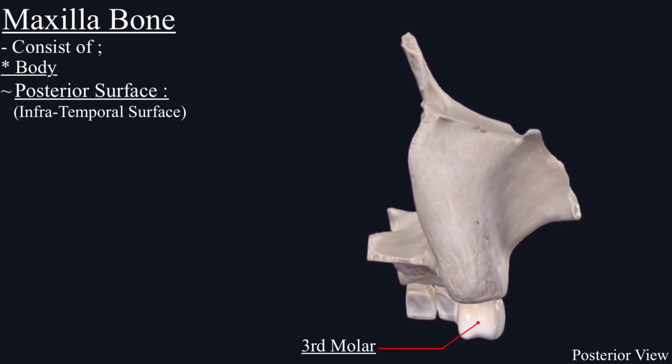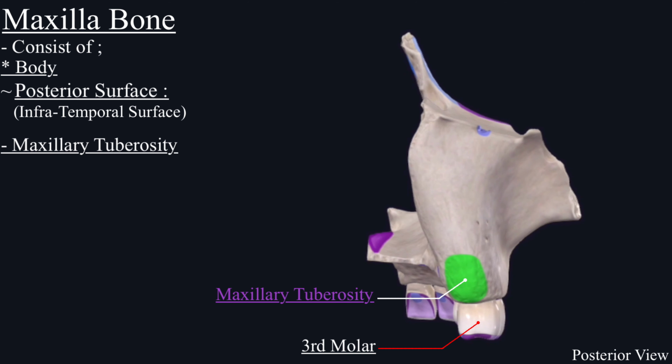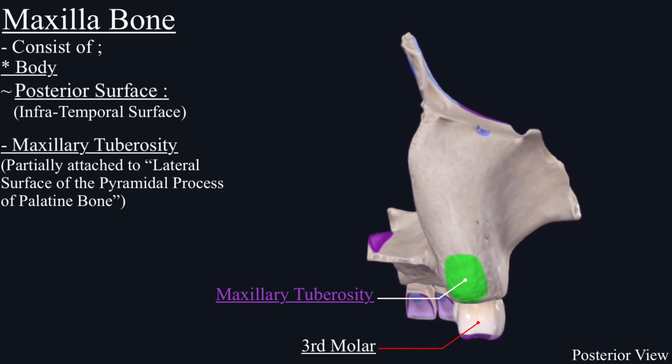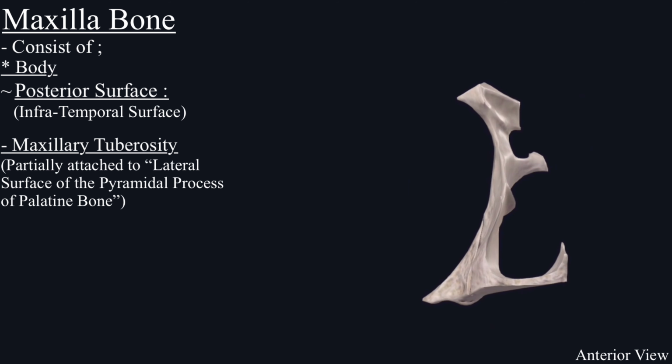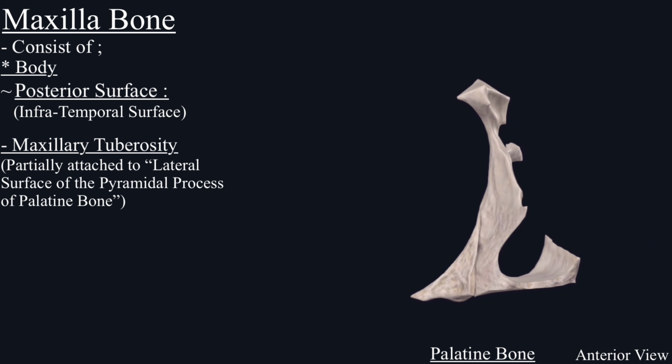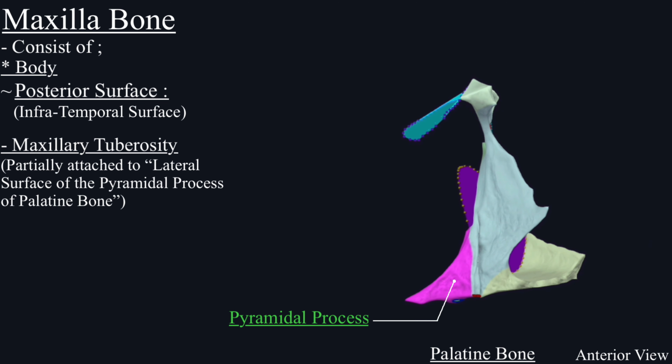Near the third molar on the posterior surface is the maxillary tuberosity. The maxillary tuberosity is partially attached to the lateral surface of the pyramidal process of the palatine bone. This is an isolated palatine bone. This is the pyramidal process of the palatine bone.